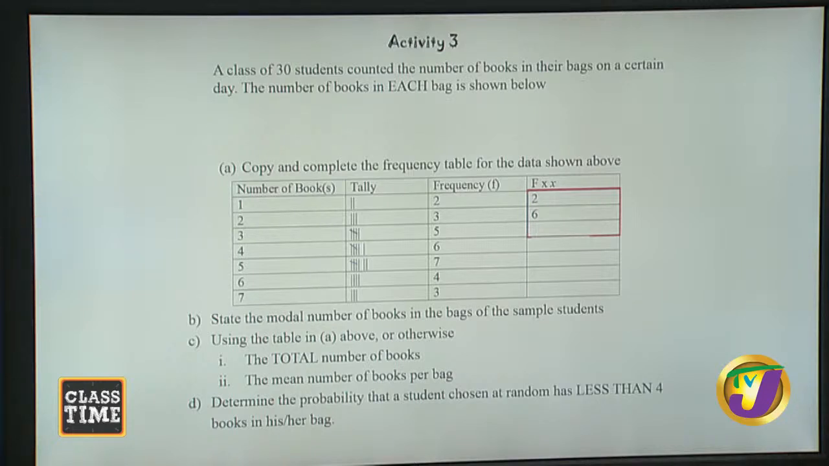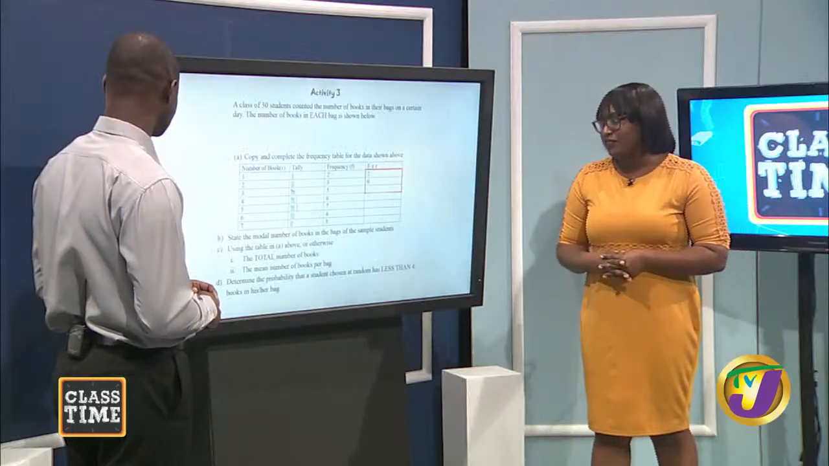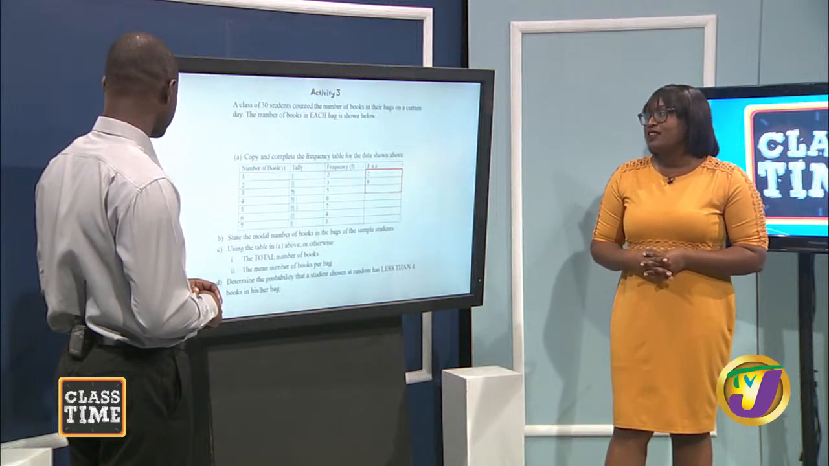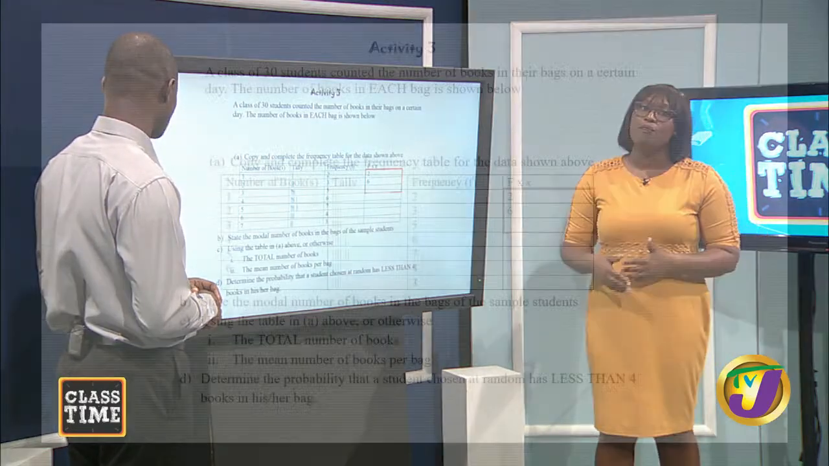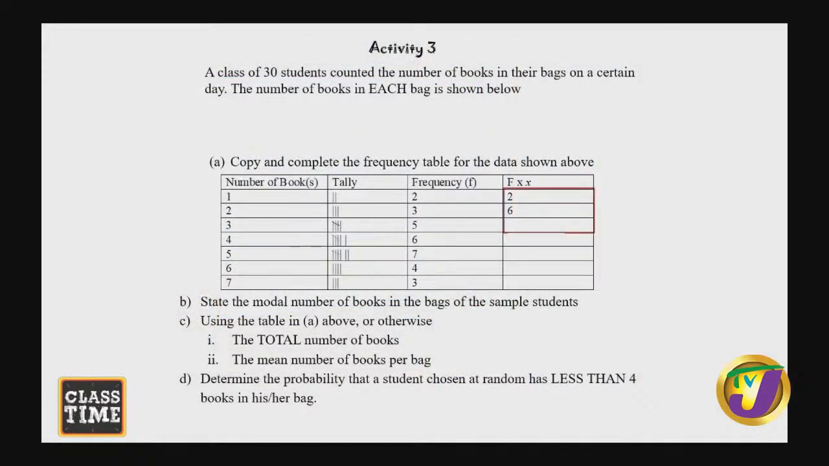We had 7 people having 5 books in their bags. Using the table above, they also asked us to calculate the total number of books. Now, this is where it gets a little interesting. We're given the number of books, and we're given the frequency and tally.